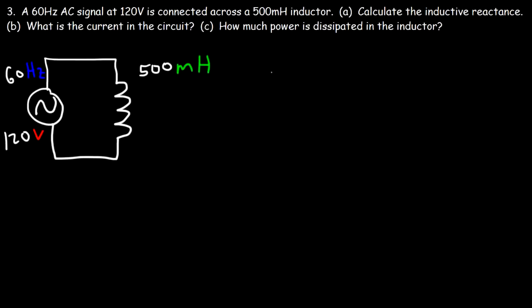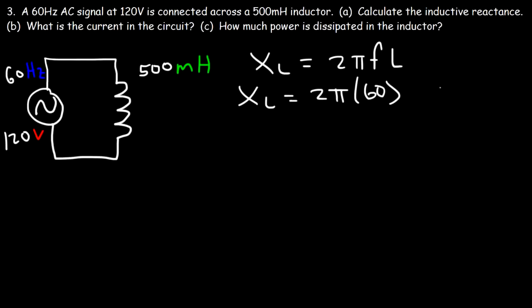So to find the inductive reactance, let's use this equation. It's 2 pi times F times L. So the frequency is 60, and L, 500 millihenries, that's the same as 0.5 henries if you divide it by 1,000. So 60 times 0.5 is 30, times 2 pi, that's 60 pi, which is 188.5 ohms. So that's the inductive reactance.